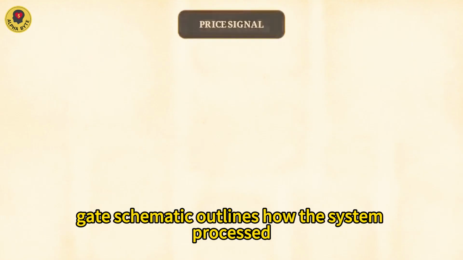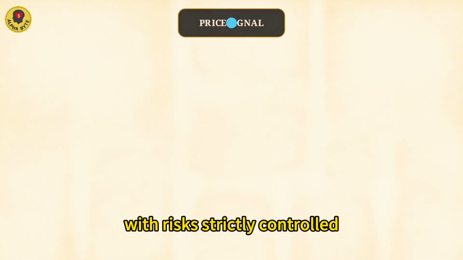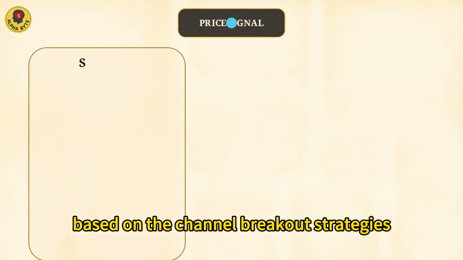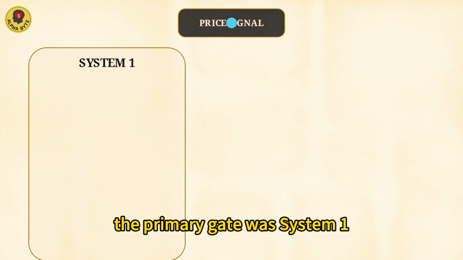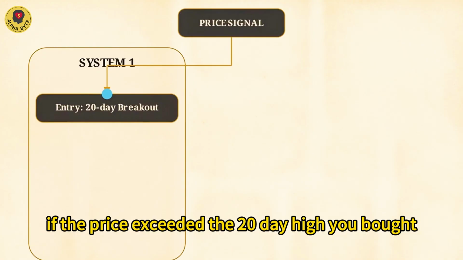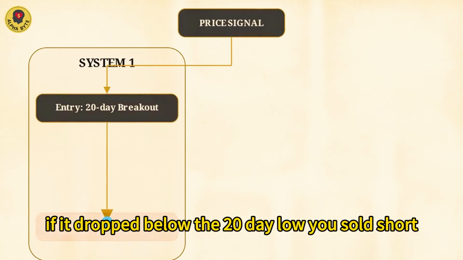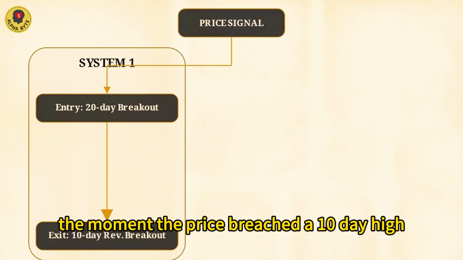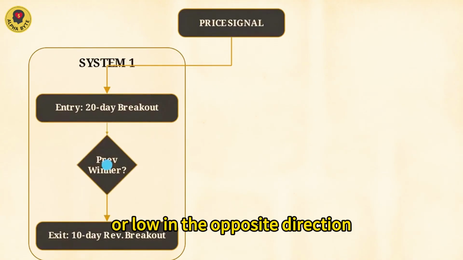This logic gate schematic outlines how the system processed an incoming price signal. With risk strictly controlled, the entry and exit rules functioned mechanically, based on the channel breakout strategies popularized by Richard Donchian. The primary gate was System 1. If the price exceeded the 20-day high, you bought. If it dropped below the 20-day low, you sold short. You exited the position the moment the price breached a 10-day high or low in the opposite direction.